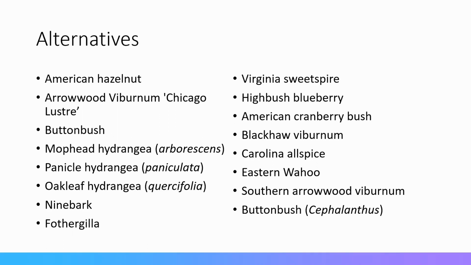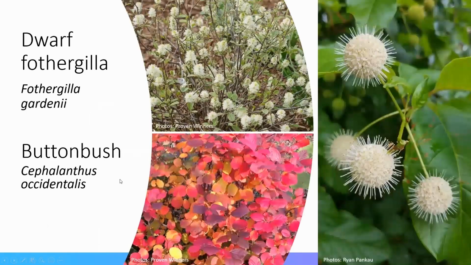Blueberries, we think of them as edible plants. They are making their way onto the scene as ornamental plants. American cranberry bush, which is actually a viburnum, black haw viburnum, allspice. We even have our native version of the burning bush, which is known as Eastern wahoo. And so that could be a potential alternative. Now, just putting some pictures to some names here.